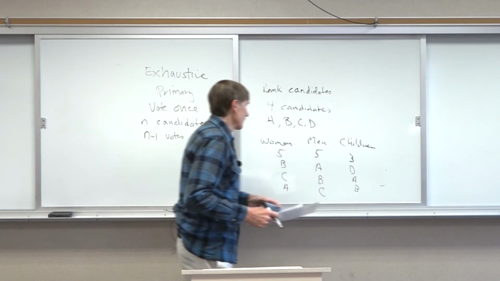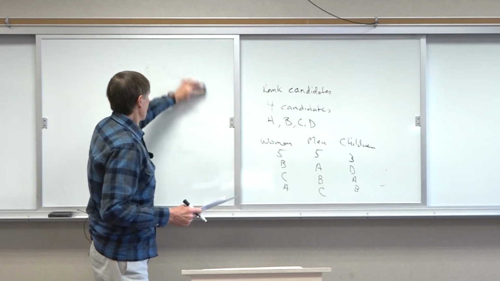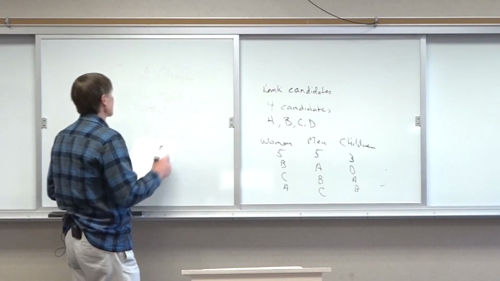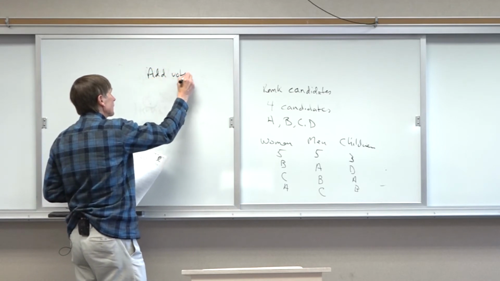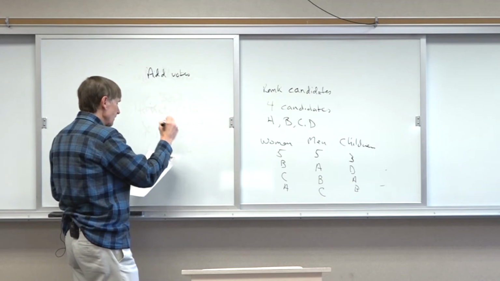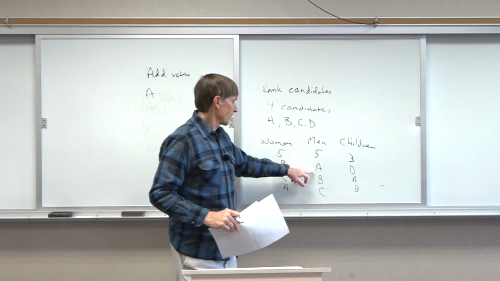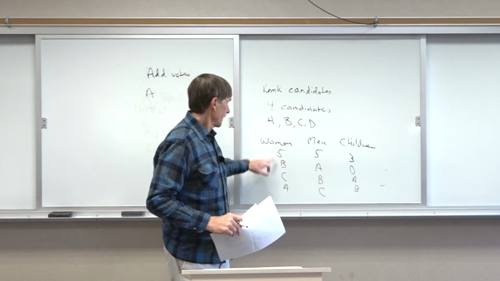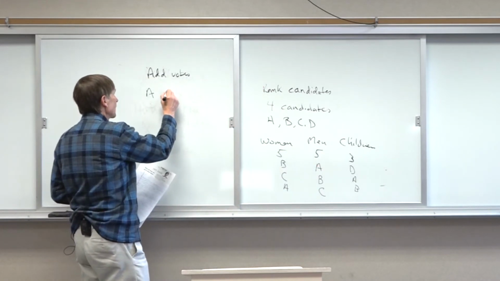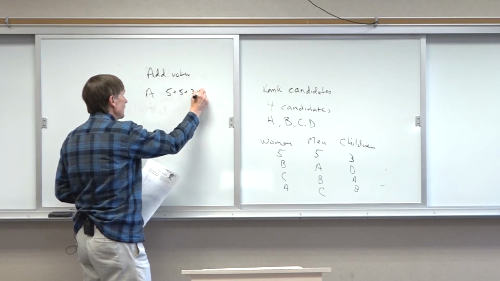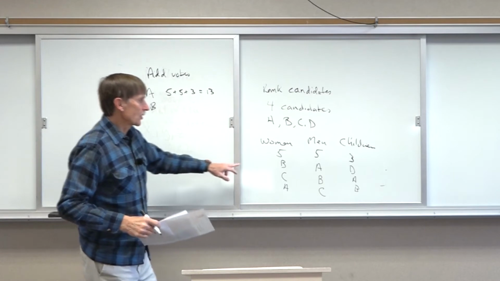So then what we do is we add up the number of votes that you have. Okay, so we're going to add the votes. So let's take a look at this. A has 5 from the men, A has 5 from the women, and A has 3 from the children. So A has 5 plus 5 plus 3, which is 13. Now if we look at B, B also has 13, right?